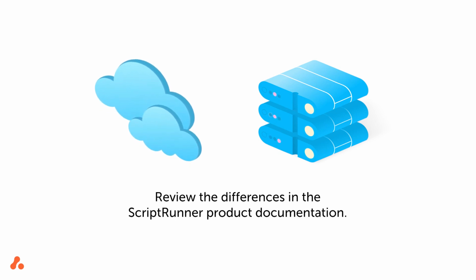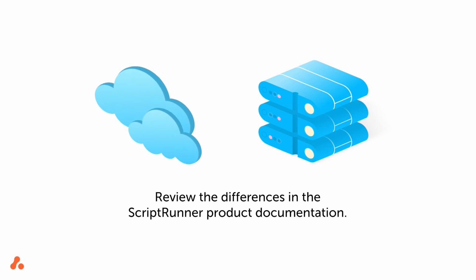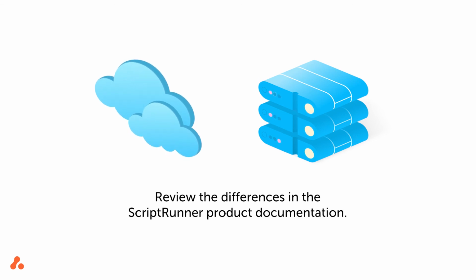While ScriptRunner's enhanced search provides users with additional functions, there are limitations to the cloud version that may not be present in the data center version. And some data center functions do not currently exist in cloud. To view the differences between functions in cloud and data center, you can review them in the product documentation and feature parity page.